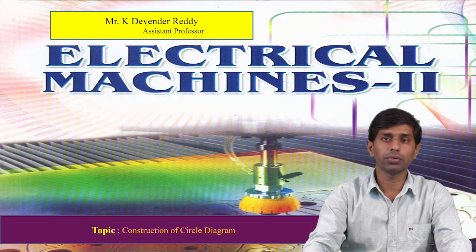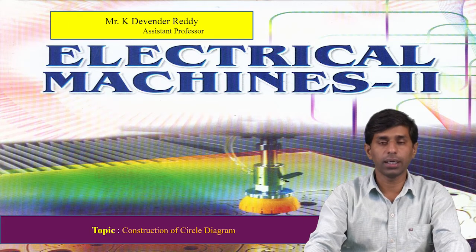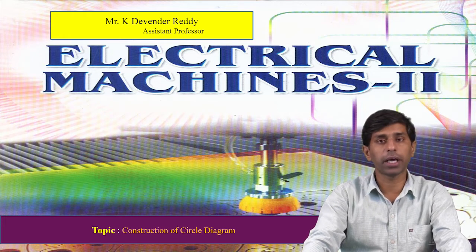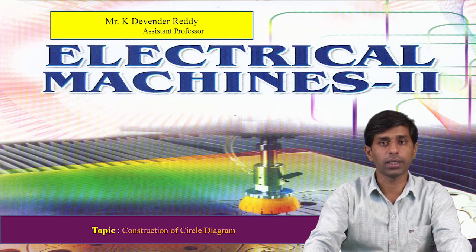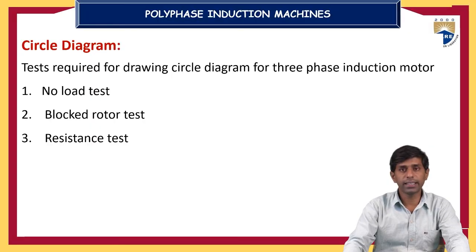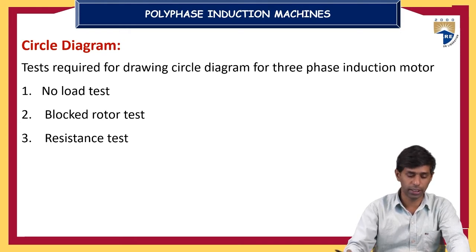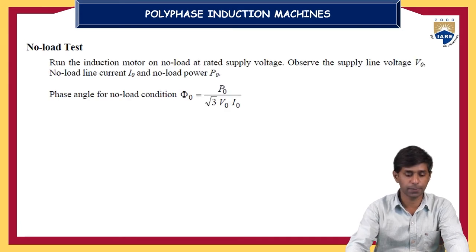In this video, we are going to discuss how to draw a circle diagram and how to determine the circuit parameters, that is, the equivalent circuit parameters of the induction motor, from the circle diagram. The following test data is required for drawing a circle diagram: no load test, blocked rotor test and resistance test. These three sets of test data are required for constructing the circle diagram.